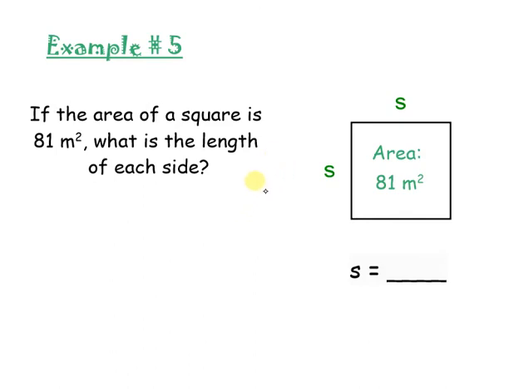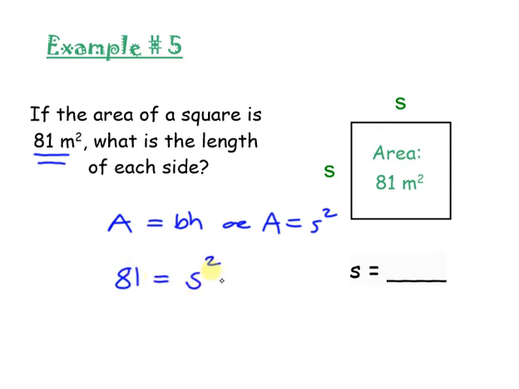Okay, let's look at a different example. If the area of a square is 81 meters squared, what is the length of each side? Again, area equals base times height, or area equals side squared. And again, this is just for a square. Now, if the total area is 81 meters squared, what one number multiplied times itself would give you 81?